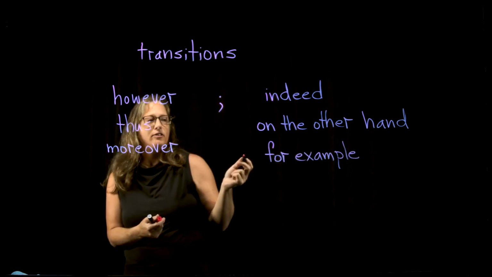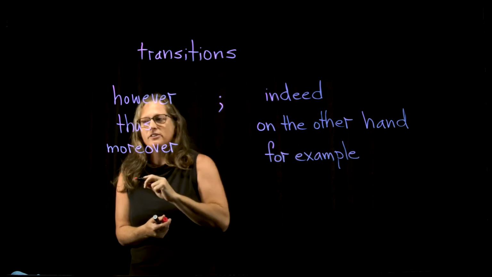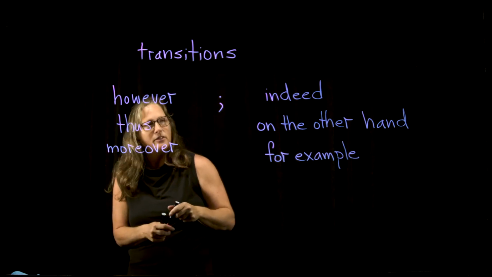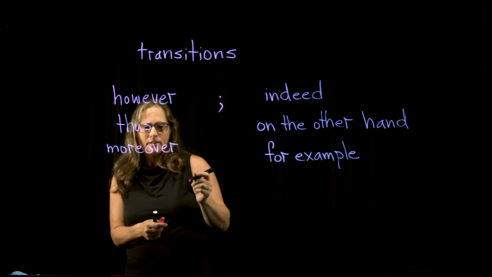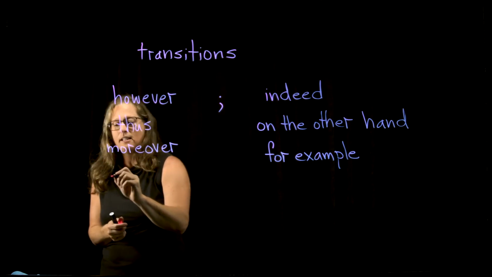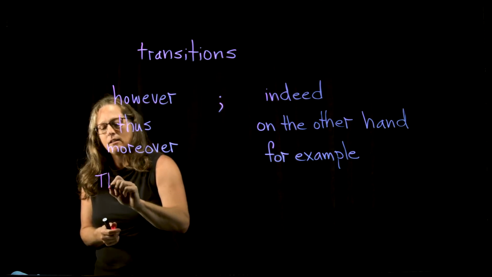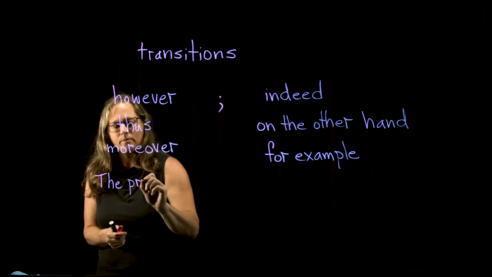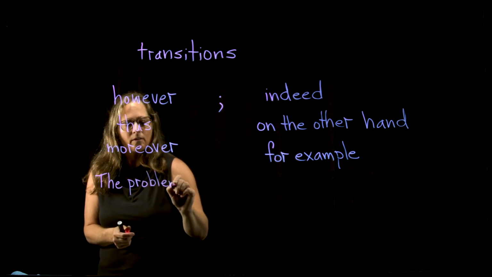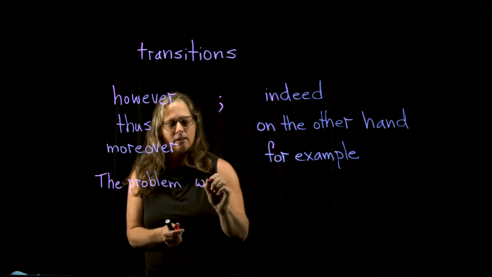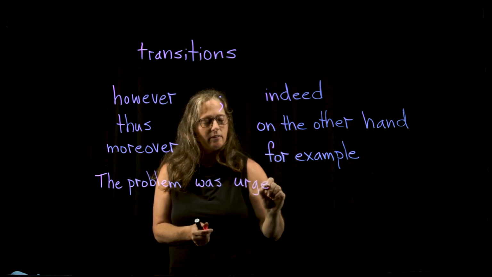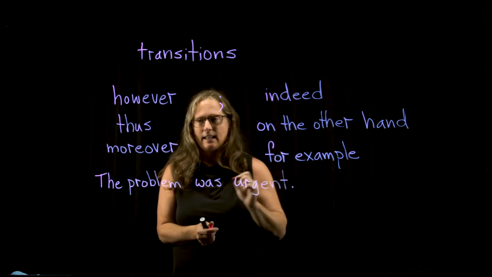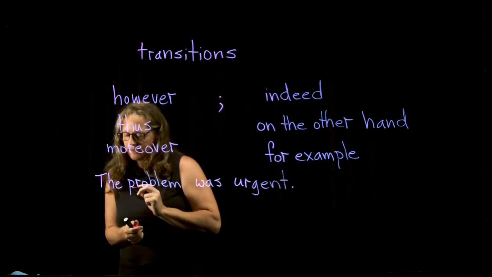So these are a few of the words that can be used just to start a sentence, or they can be used to join two independent clauses with a semicolon. So I'll give you an example. So if I want to do the sentences separately, I could say the problem, that's your subject, is your verb, urgent, and I can just end that. So just one independent clause.